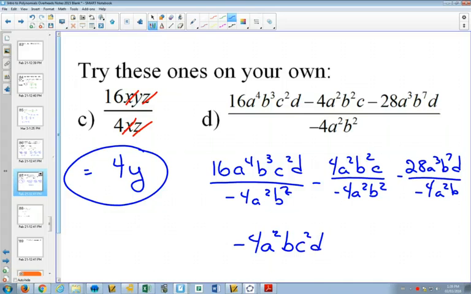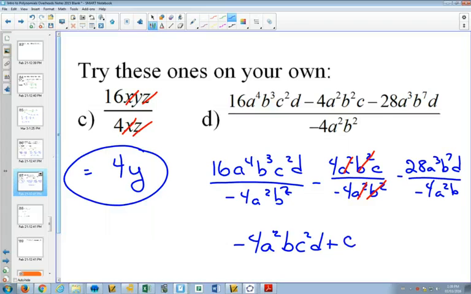The next one, is it going to be positive or negative? It's going to be positive. 4 divided by 4 is going to be 1, because subtracting a negative is going to be positive. A squared divided by a squared, those ones are going to go away. B squared divided by b squared is going to simplify, and you're just left with plus c.